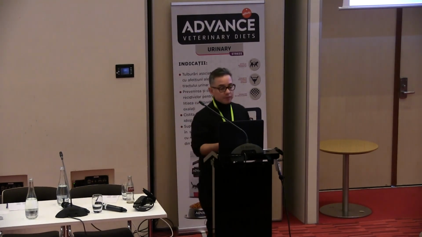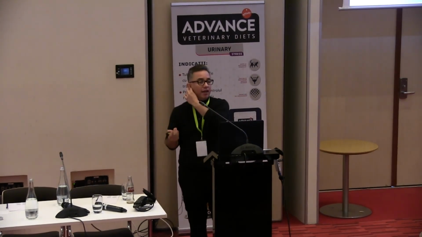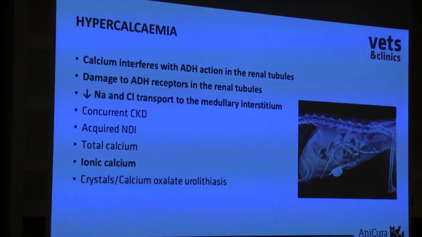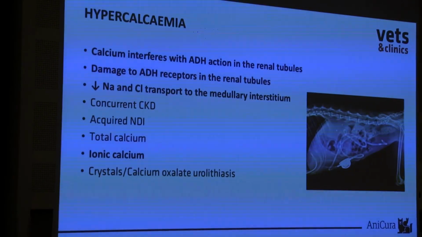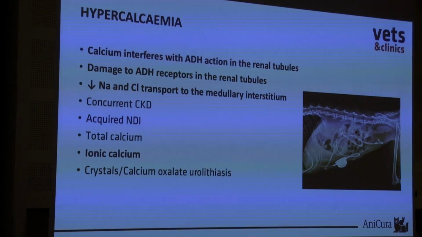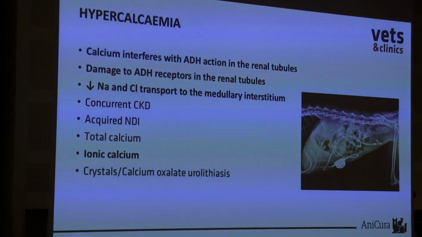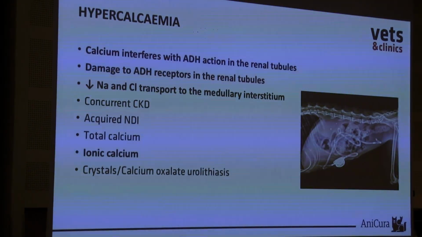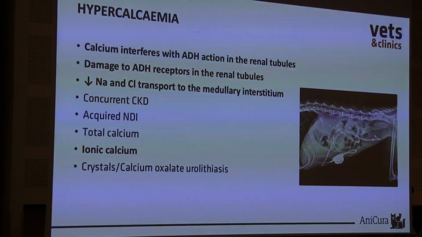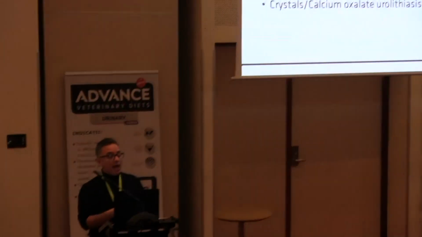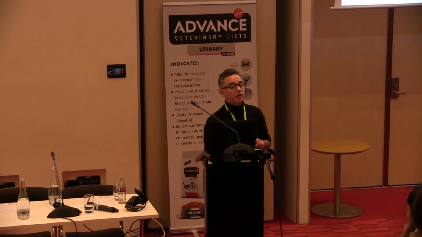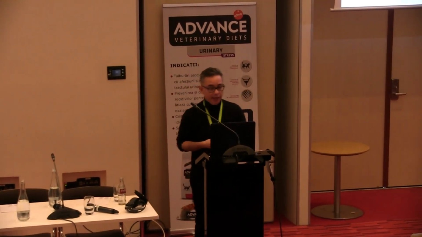Hypercalcemia. Again, the calcium interferes with the AVP receptor in the tubules, and the calcium itself can damage and block the receptor. At the same time, it decreases the transportation of sodium and chloride to the medullary interstitium. So in all these ways it is mainly affecting the action of AVP on osmotic diuresis, and can produce polyuria polydipsia. For this reason, patients with primary or secondary hypercalcemia can present polyuria polydipsia.